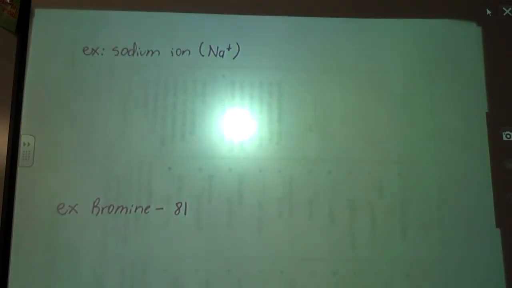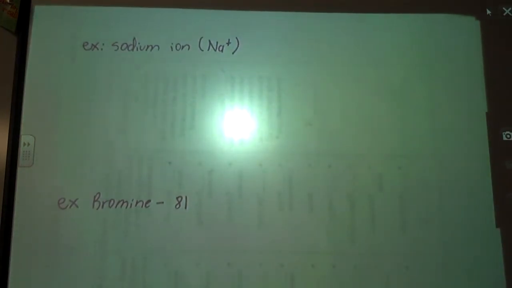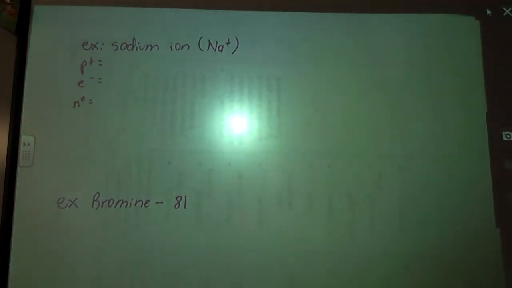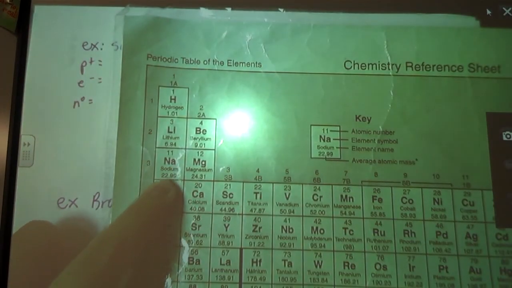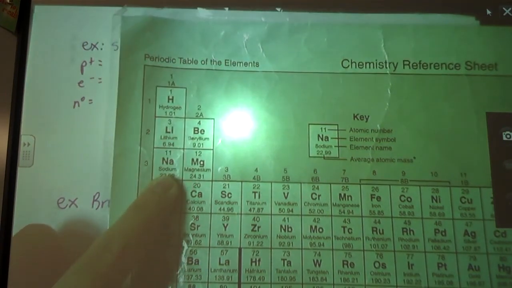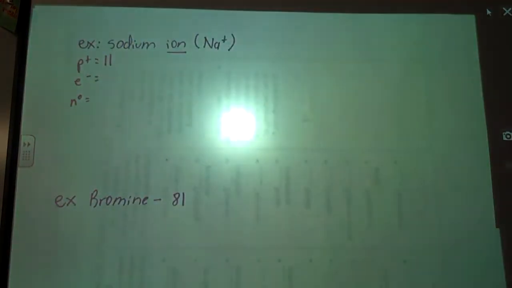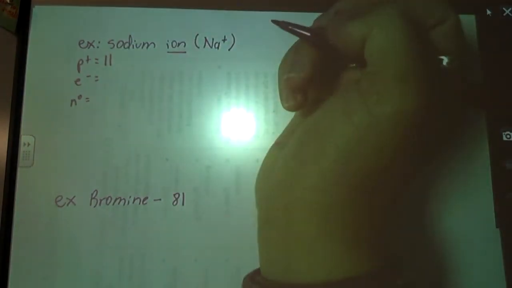Let's look at an ion real quick. Sodium ion, we need to know protons, electrons, and neutrons in order to figure that out. So sodium, here he is. 11 is the atomic number, 22.99 is the mass number. And remember that ion or not, protons cannot change.